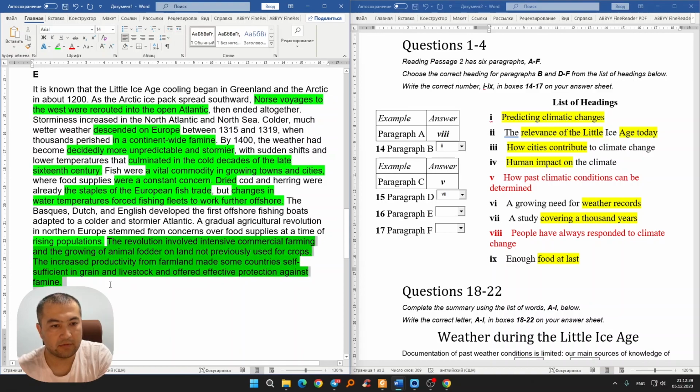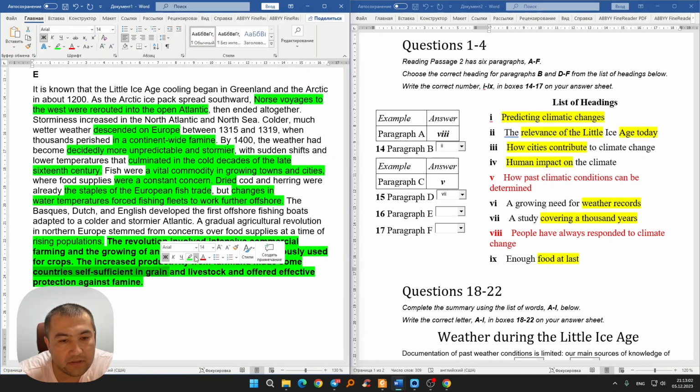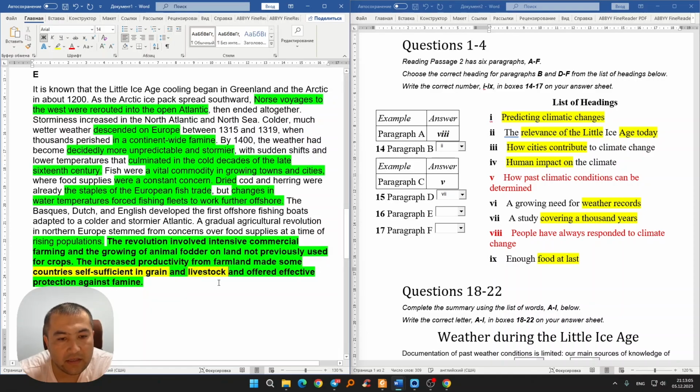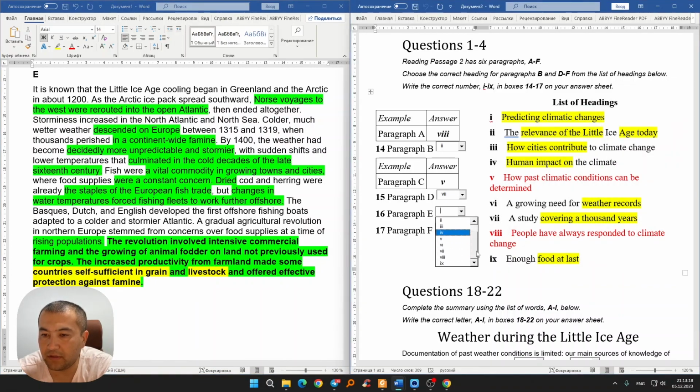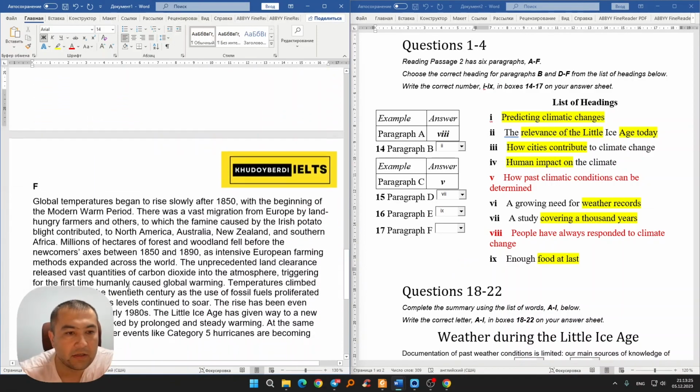Okay, so the revolution involved intensive commercial farming. Growing of animal fodder on land not previously used for crops, right? Increased productivity from farmland made some countries self-sufficient in grain. Self-sufficient, that's the key word. And livestock. Effective protection against famine. Protection against famine. Enough food, right? This is going to be the right answer here. Enough food. And number 16 here.